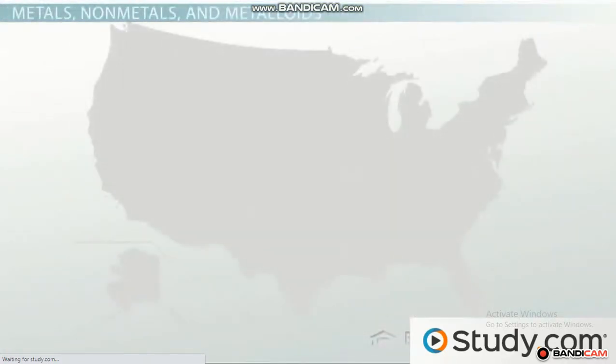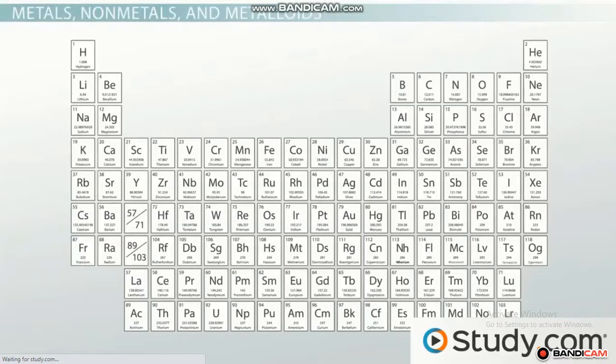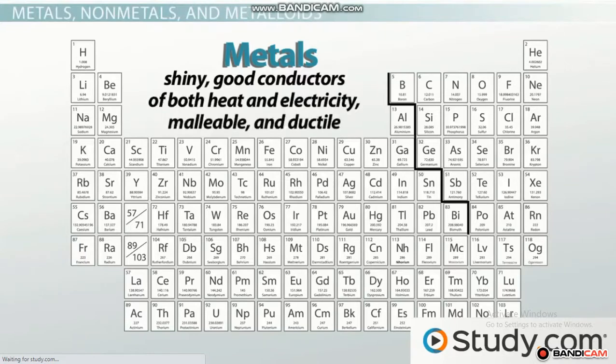Just like some maps show boundaries between states, some periodic tables have a staircase on the right side. This staircase separates the metals from the non-metals. Metals are found on the left side of this line, and they all have very similar properties. They're shiny, they're good conductors of both heat and electricity, they're malleable and ductile. Malleability and ductility refer to the substance's ability to be deformed without cracking. If your car gets dented, it's because it's malleable. If it were to crack, then it would be brittle.